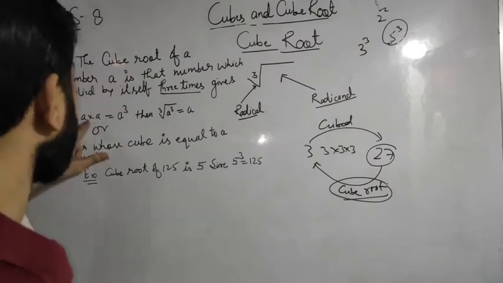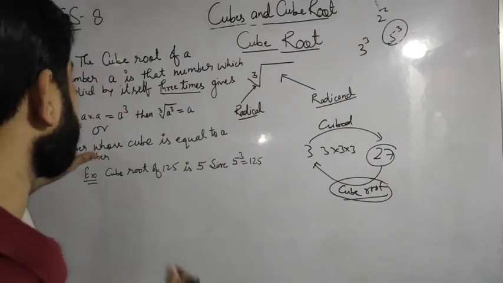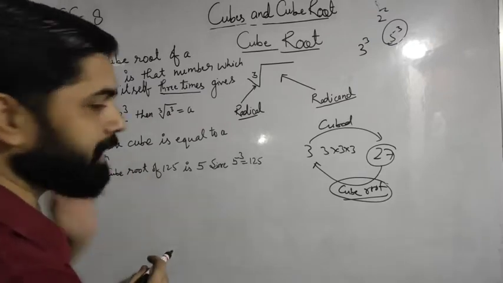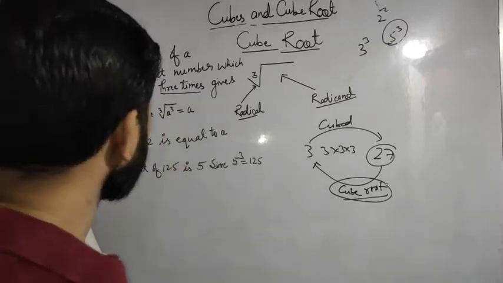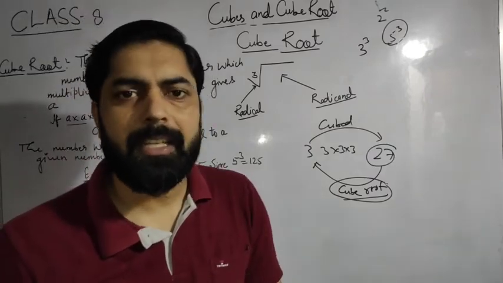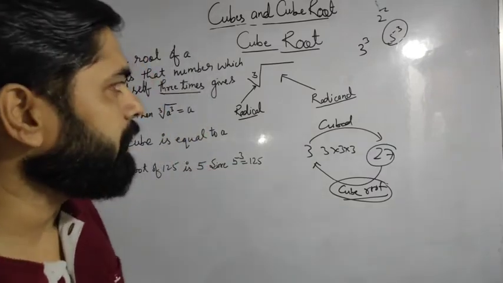Example: a multiplied 3 times gives a cube. Then when we write this number under the symbol of the cube root, you can find the cube root of the given number.